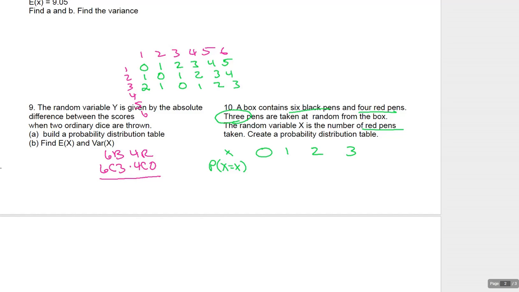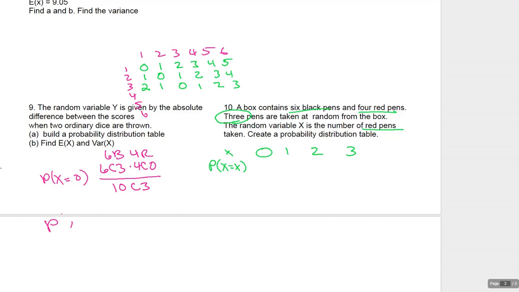You'll divide that by how many pens do I have altogether, not caring what color they are? 10. And how many am I choosing? 3. That'll be 10 choose 3. This is telling me how many ways I can choose 3 things out of 10. Now, this is going to give me the probability when I'm picking 0 red ones. Now, so this is the probability that x equals 0.